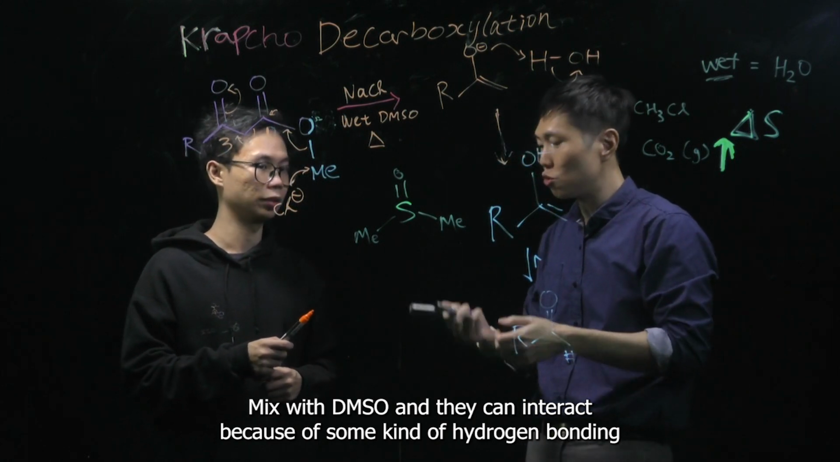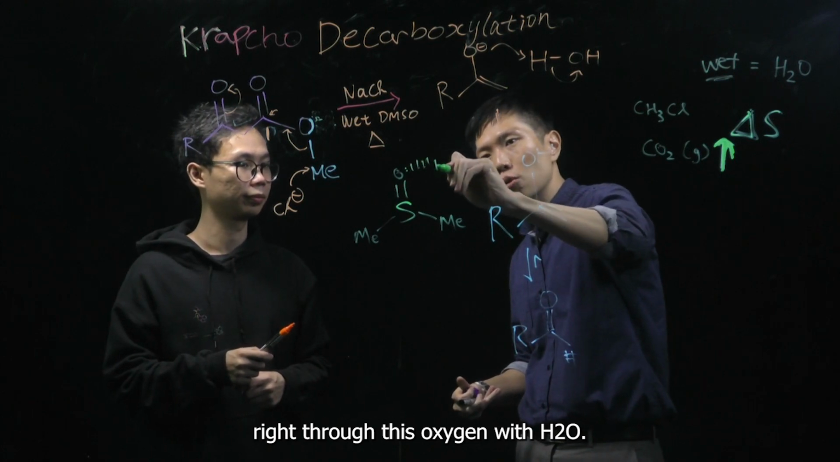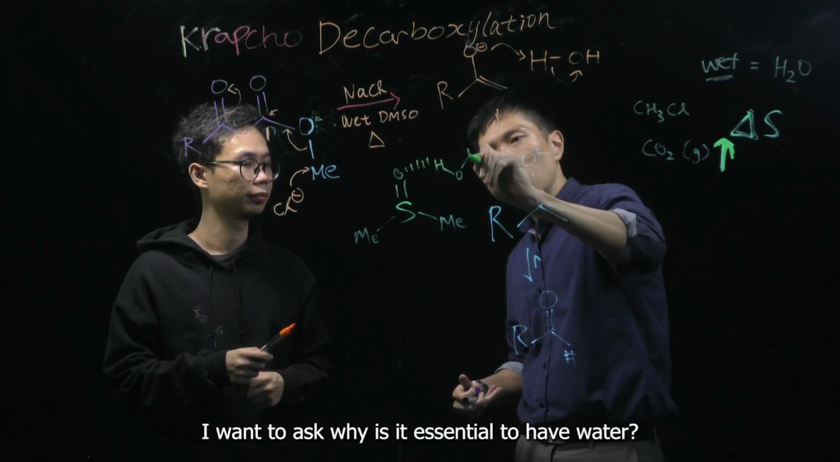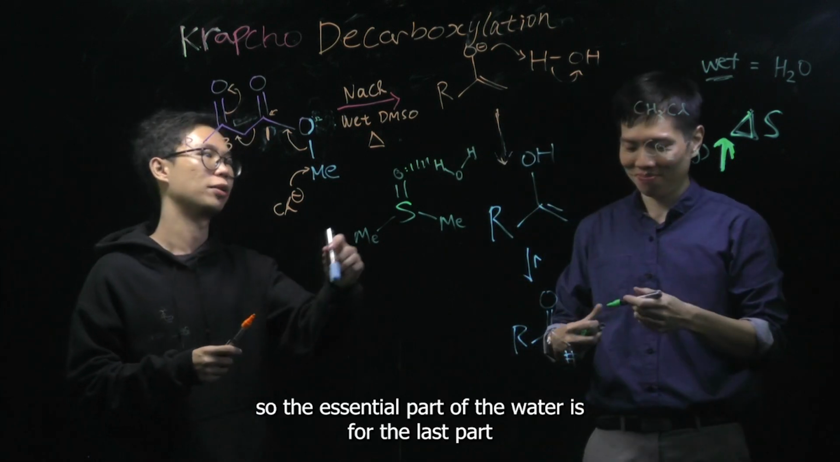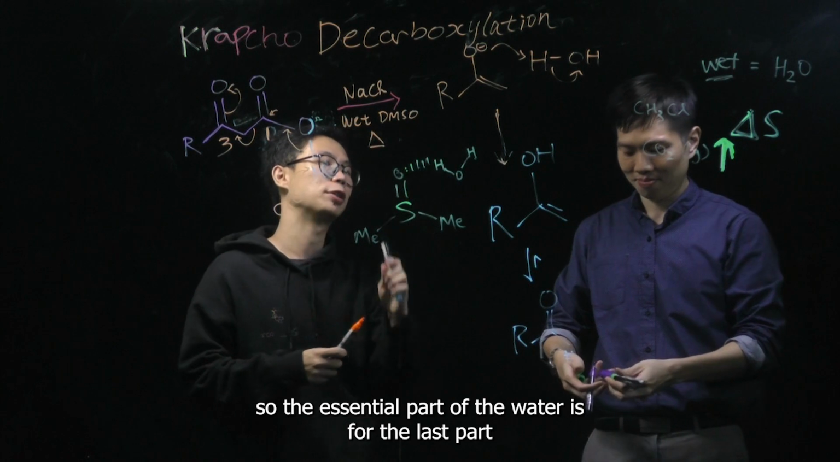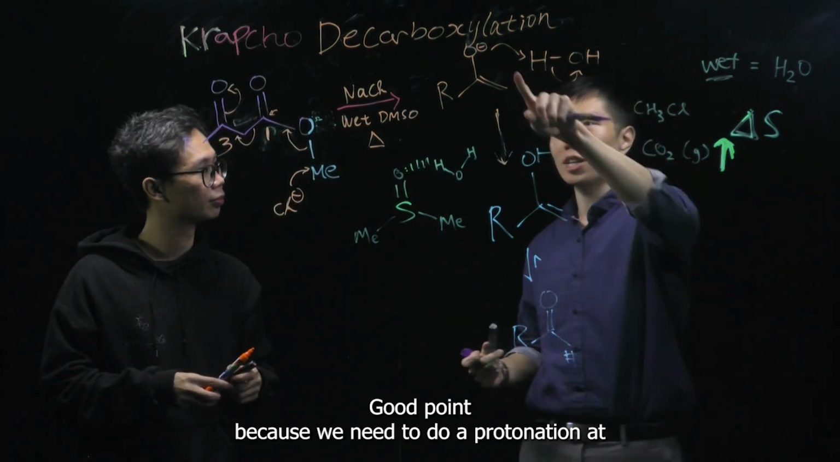of some kind of hydrogen bonding, right? Through this oxygen with H2O. I want to ask, why is it essential to have water? So the essential part of the water is for the last part, to protonate the enolate. So good point, because we need to do a protonation in the last part, right?